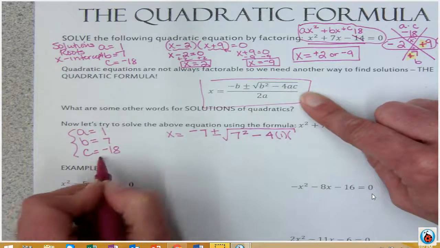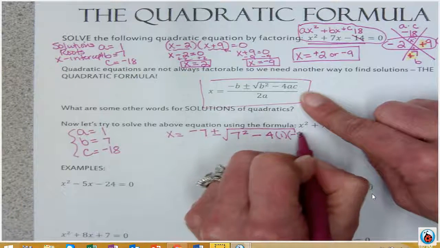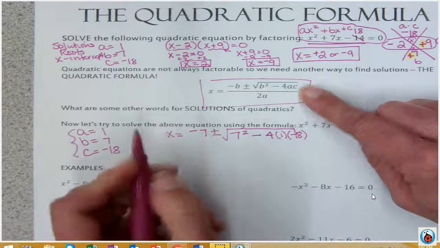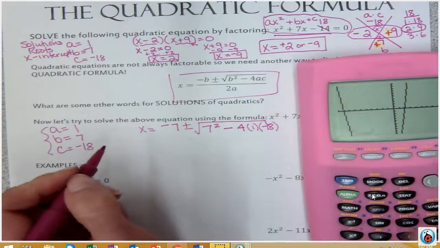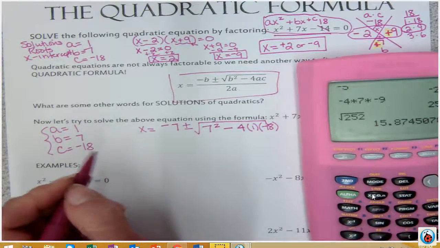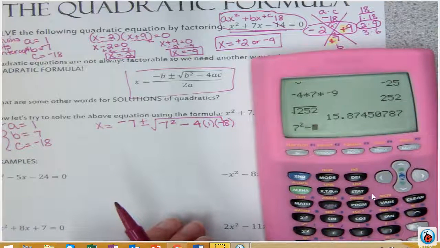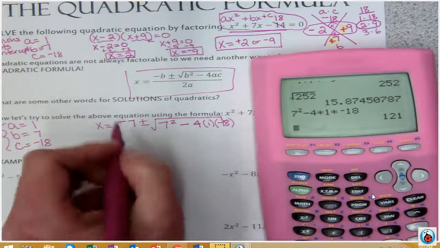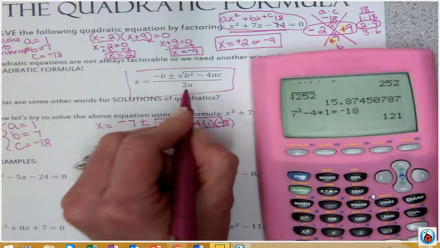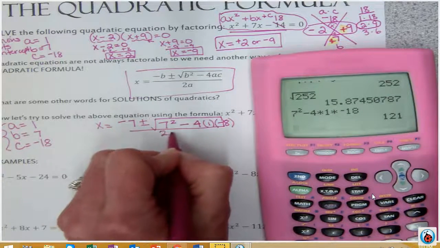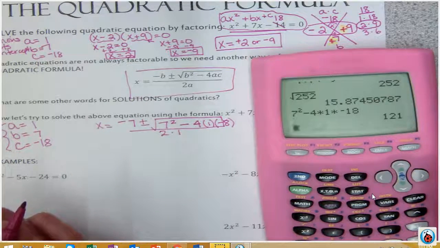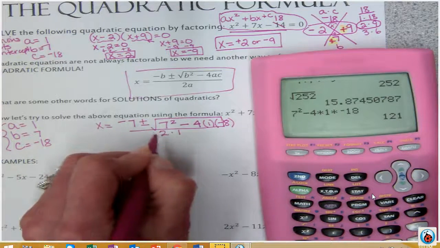Times my C value. My C value is negative 18. So I can basically put that in my calculator and type in 7 squared minus 4 times 1 times negative 18. And I'm going to get, ooh, I forgot to finish the formula. 2 over A. Okay, so, sorry, I forgot to finish that formula.